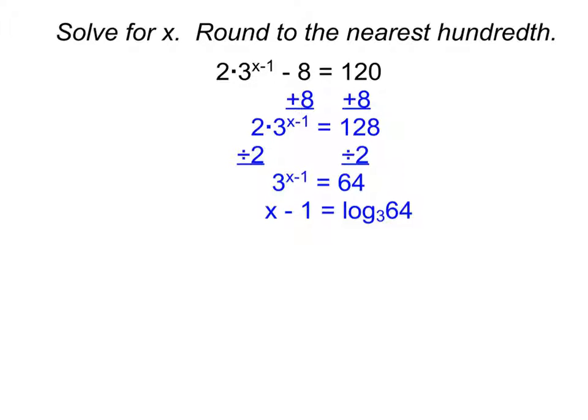Now that we've gotten to this point, we can go ahead and just keep solving from here, because log base 3 of 64 is just some decimal that you'll be able to calculate, and we'll be able to get the x by itself, notice, by adding 1. So go ahead and finish it out from here.